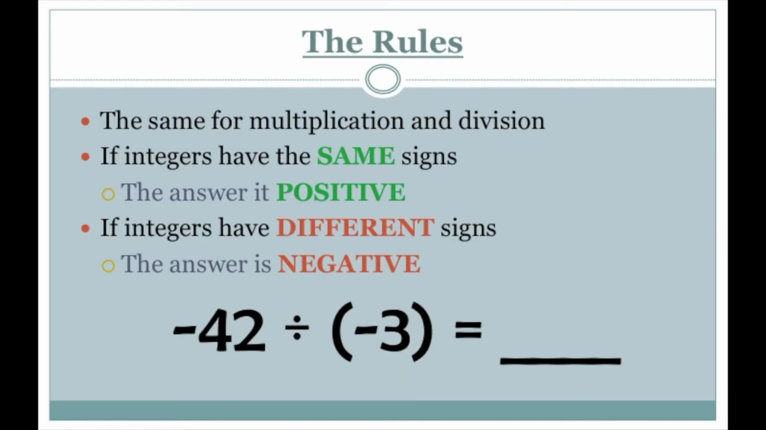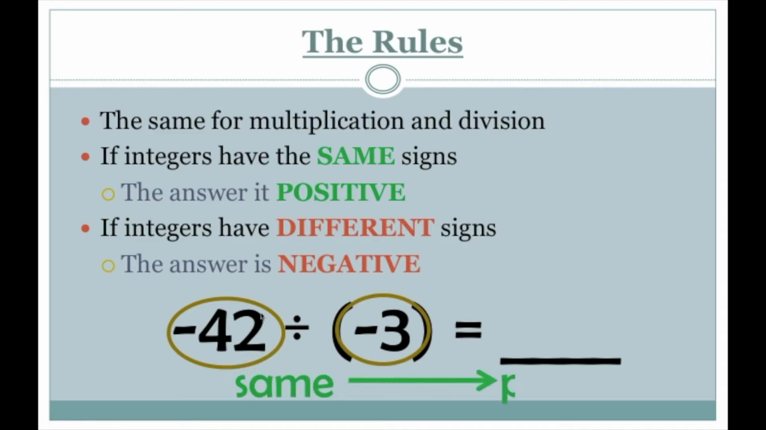How about division? Remember, no new rules. It's the same exact stuff. If our signs are the same, our answer is going to be positive. And if our signs are different, our answer is going to be negative. So what signs do we have here? Well, we have negative 42 and negative 3. Well, our signs are the same, which means our answer is going to be positive.